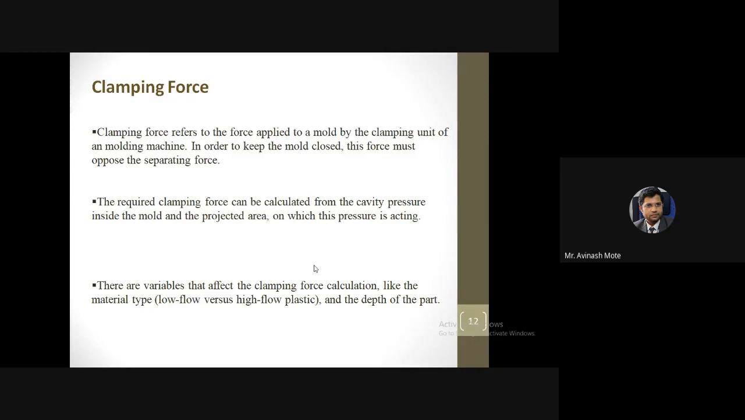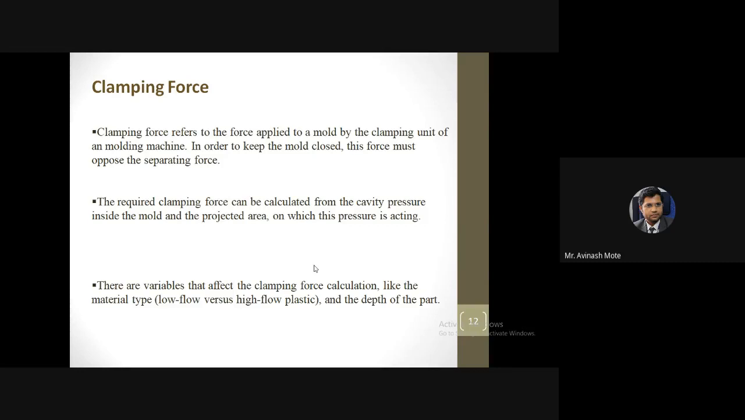And how are we going to calculate the clamping force? Pressure into the projected area. There are variables that affect the clamping force calculation, like material type and the depth of the part. Now let's check the first one, material type.